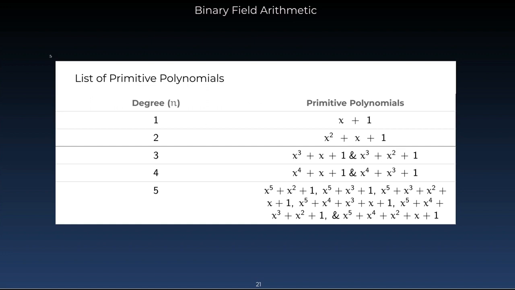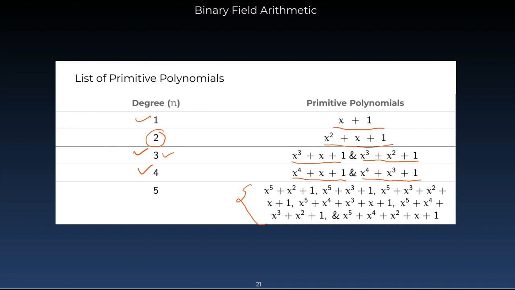Next, here we have a list of primitive polynomials over GF2, and we generally require in our manipulation only degree 3 and degree 4. So this is all that you have to remember. But anyway, the primitive polynomial of degree 1 is x plus 1. The primitive polynomial of degree 2 is x square plus x plus 1. Primitive polynomials of degree 3 are x cube plus x plus 1 and x cube plus x square plus 1. Primitive polynomials of degree 4 are x to the power 4 plus x plus 1 and x to the power 4 plus x cube plus 1.